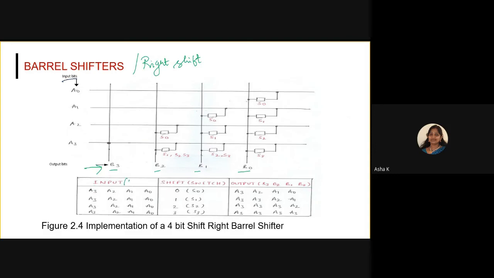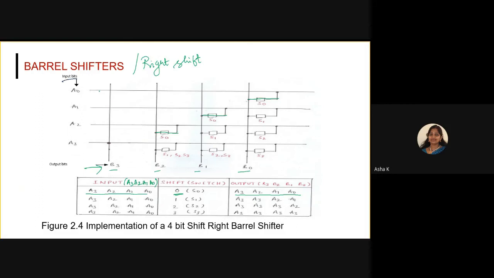My inputs here are A3, A2, A1, A0. My outputs here are V3, V2, V1, V0. Just observe that for shift 0, there is no change between input and output. Whatever input I have, the same output has to be observed at the output side. There's no shift operation. For shift 0, S0 is active. When S0 is active, this is conducting and this is conducting and this is conducting.